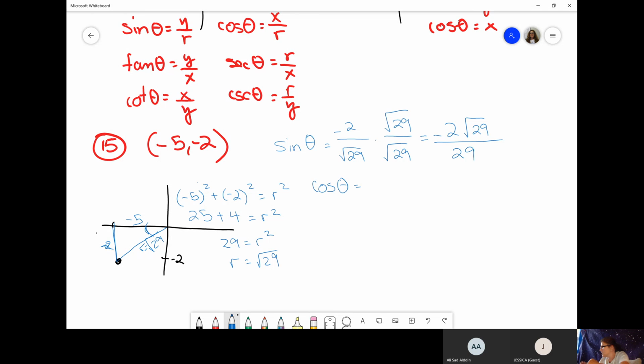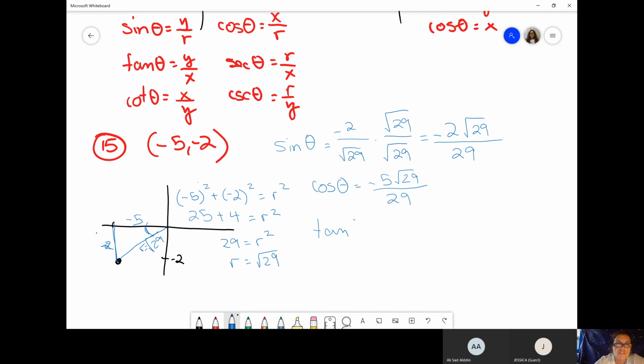You write it down, and you can tell me if you got it right. Let me check and make sure they are rationalizing the denominator. I'm pretty sure they are. What number is it? 15? Yes, they are. The cosine is -5 square root of 29 over 29. Yep.